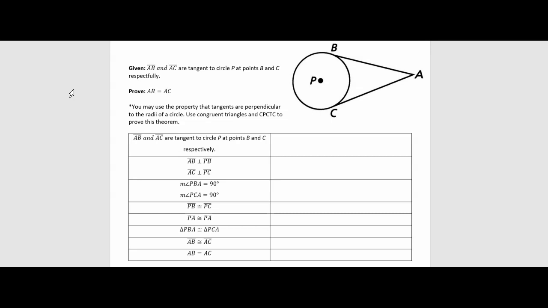And I give you a little asterisk. It says you may use the property that tangents are perpendicular to the radii of a circle. So that's our first theorem from up above. We should actually say at the point of tangency, just to make sure we're clear. And it says use congruent triangles and CPCTC to prove this theorem.